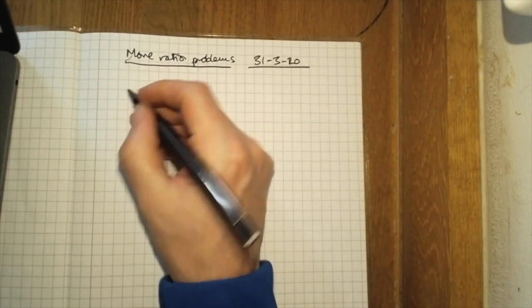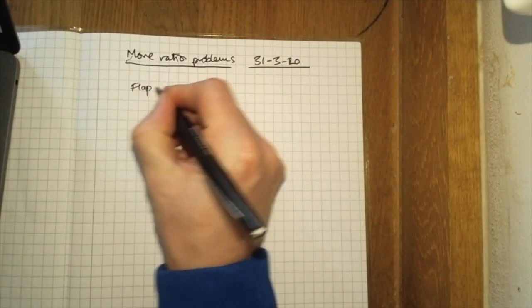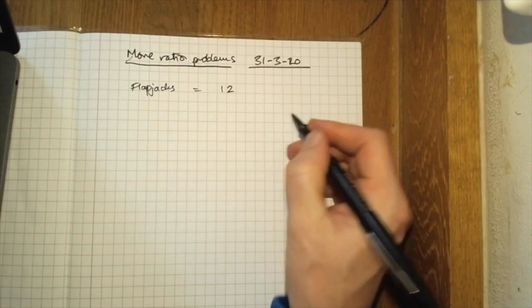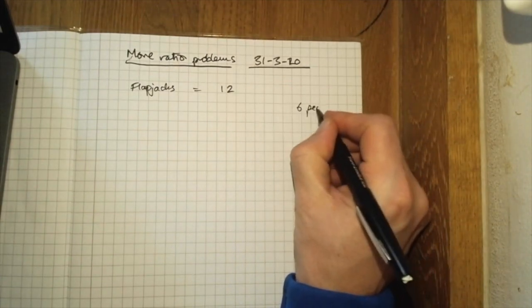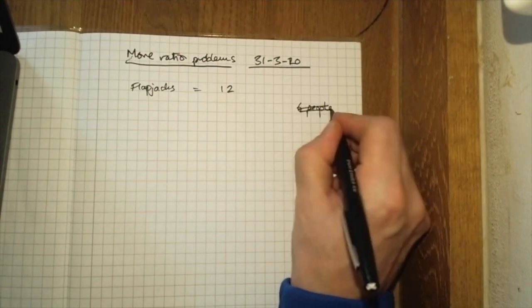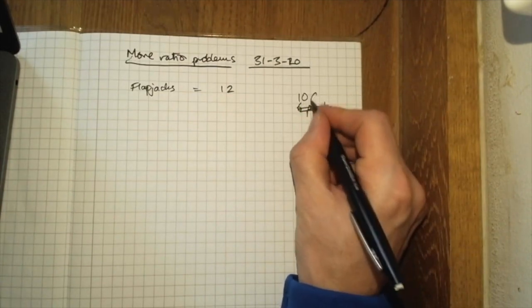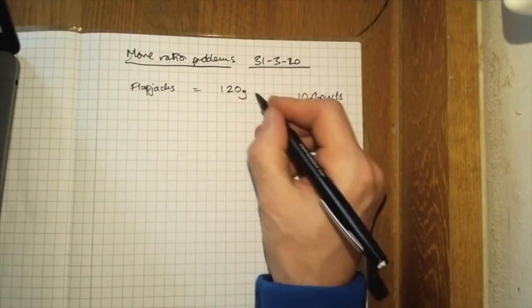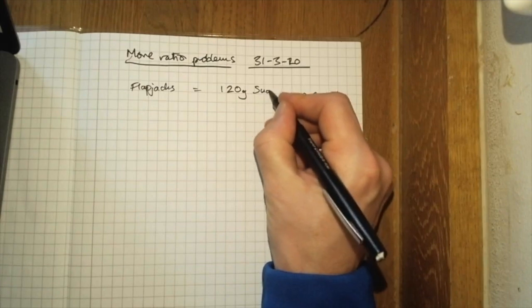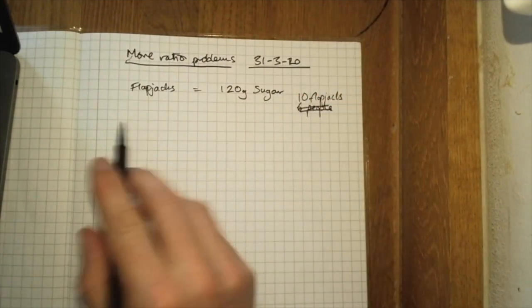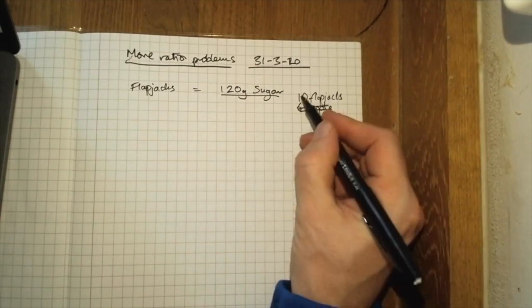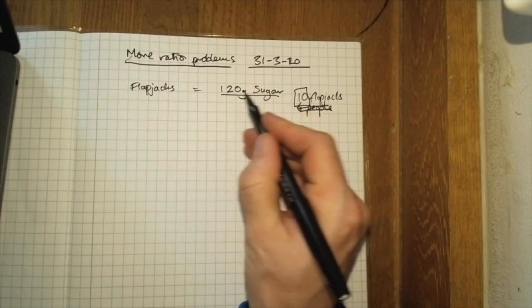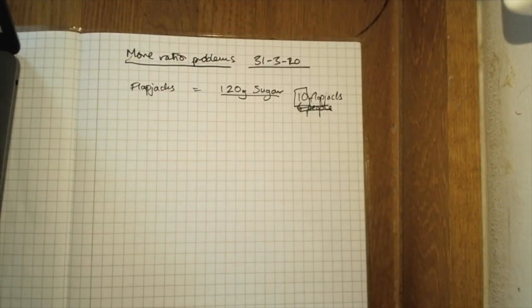The key thing, when we had our flapjack recipe, it started off with, so it was for 6 people. No, it wasn't. It was for 10 flapjacks, and there was 120 grams of sugar in that recipe. So just looking at sugar, if we know that it makes 10 flapjacks, how much sugar makes 1 flapjack?